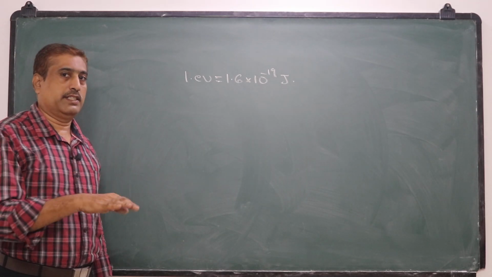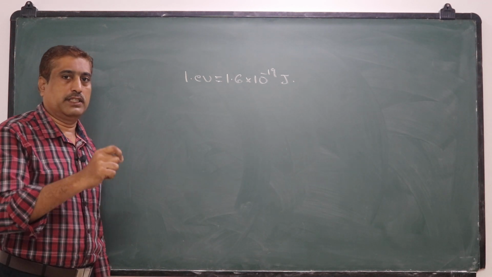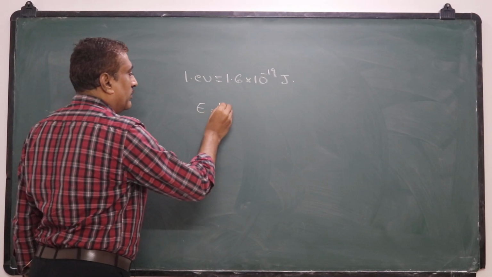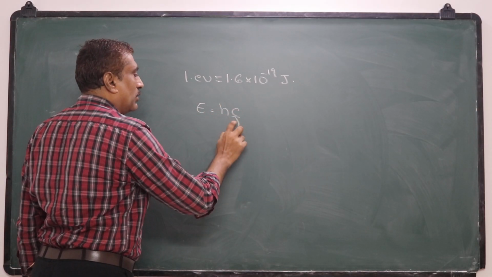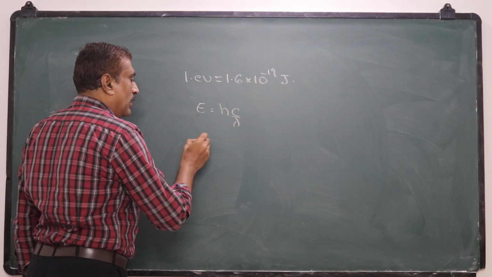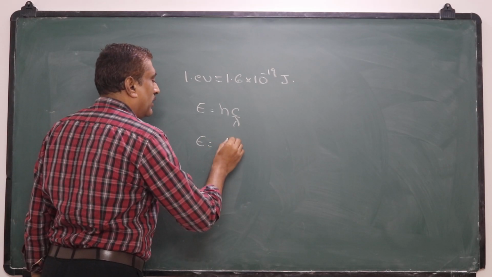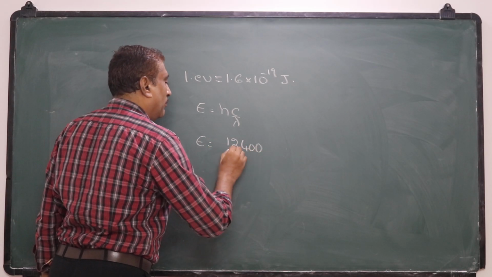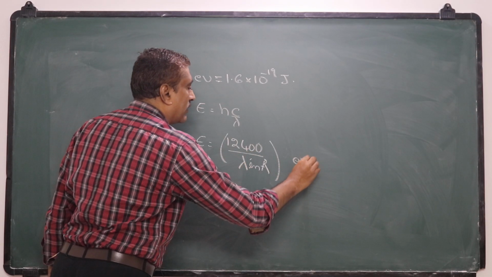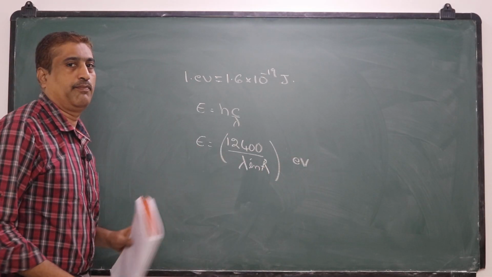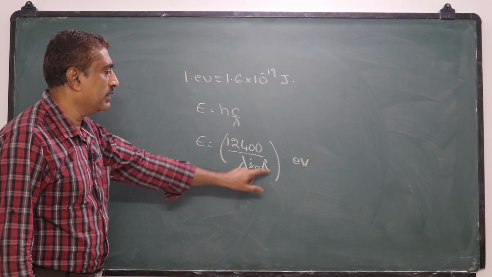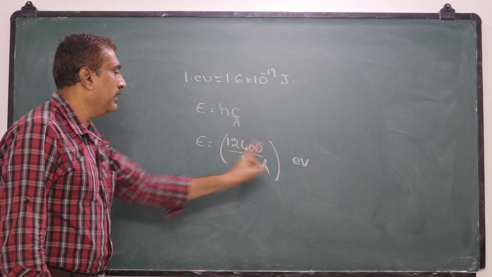calculate the wavelength of the incident radiation. Suppose a photon of energy E is given, then we can write it as hc by lambda. So to calculate lambda or energy in electron volt, we can use this equation. E is equal to 12400 by lambda in Angstrom. Then we will get the direct answer in electron volt. So you have to remember this. Energy is equal to 12400 by lambda in Angstrom gives the value of energy in electron volt.